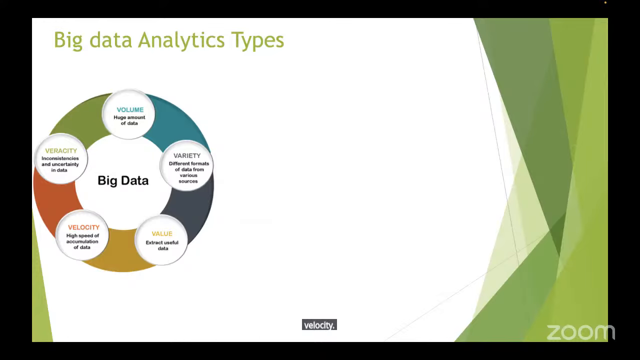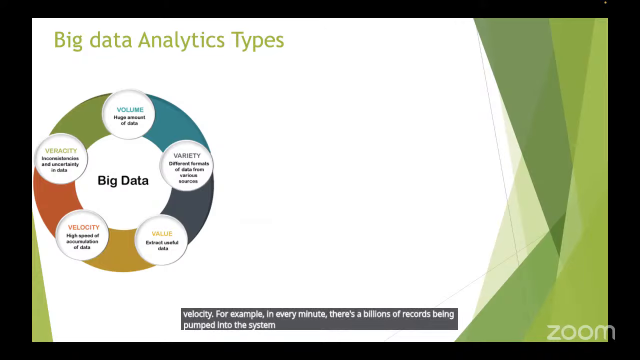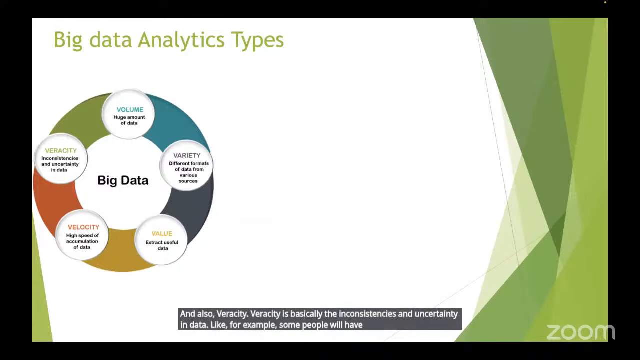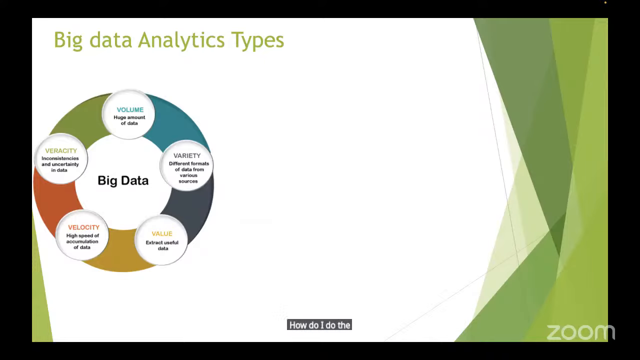For example, every minute there are billions of records being pumped into the system. And also veracity. Veracity is basically the inconsistencies and uncertainty in data. For example, some people will have correct data, some people will have incorrect data. So this whole thing is big data. How do I do the analytics? There are 4 basic analytics which you can do.